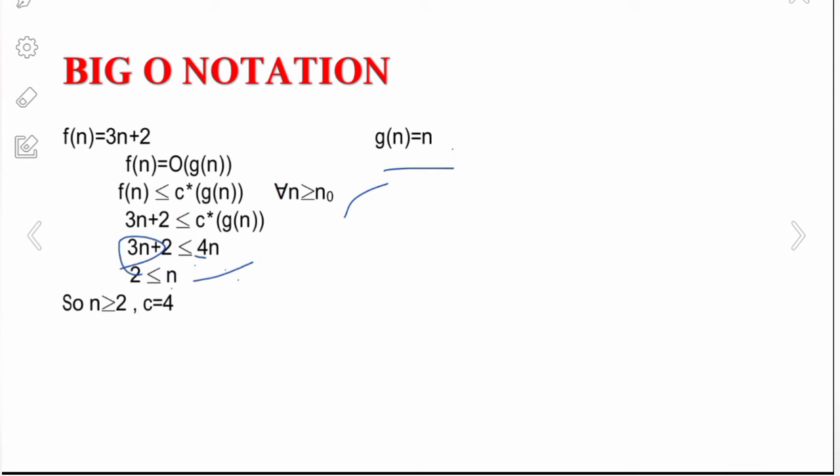So if you substitute, 3n minus 4n, that is n, 2 is less than or equal to n, so n must always be greater than or equal to 2, with c equals 4. So here the constant value is equal to 4 and n must always be greater than or equal to 2, right?